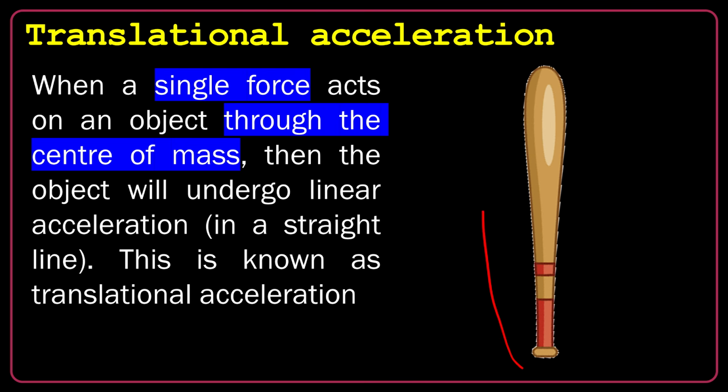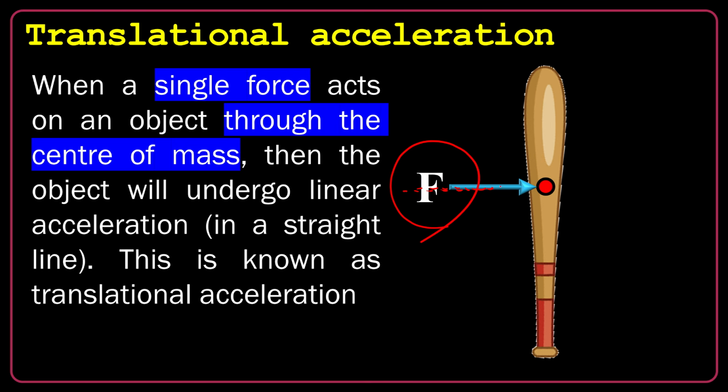Look at this bat. This is a baseball bat, okay? And let's say the center of mass is here, okay? I exert a force exactly at that point. So the line of action of the force is passing through the center of mass, okay? And forget about gravity. There is no gravity, okay? Just this is a single force. That single force could also be the gravitational force, but forget about it.